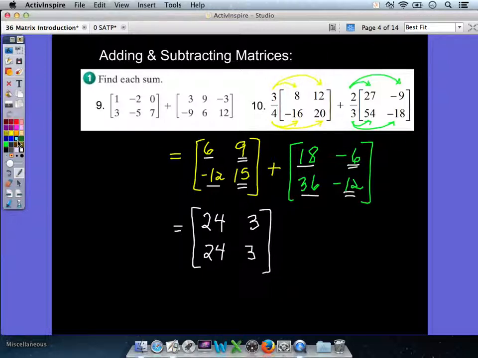Again, we can go back and look at the dimensions. I start off with a 2 by 2 on both of these matrices, and my final answer is a 2 by 2. And this also is a square matrix because it has the same number of horizontal and vertical rows and columns. So I have to first scalar multiply and then do the operation, addition or subtraction.